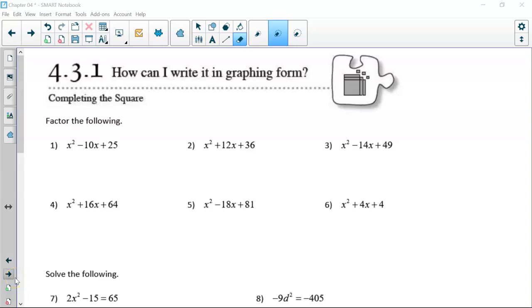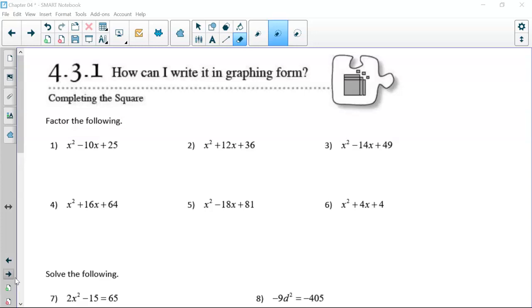Welcome to section 4.3.1. We're going to be talking about completing the square, solving quadratics in another method, and also writing in quadratic form. So it's going to be a couple lessons. So first thing we're going to do is factor.